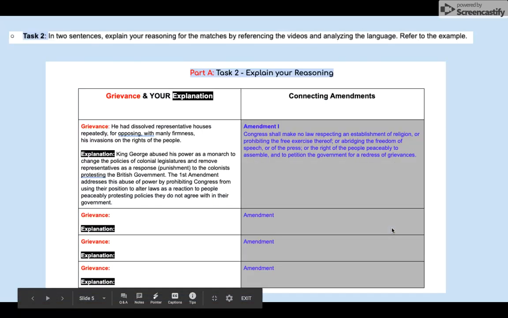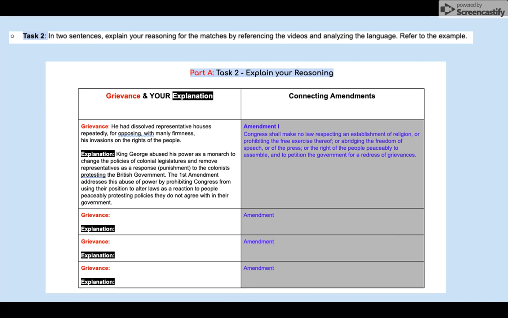After you've found three grievances and amendments that match, you're going to copy and paste them into this chart here. So here's the grievance I found, and I believe that this matches with this amendment. Then you're going to give a brief explanation. So it's going to be two sentences, and you can see this sentence in the example is pretty long, but that's just establishing that I understand the historical background because I watched those videos. And so you can have longer sentences.